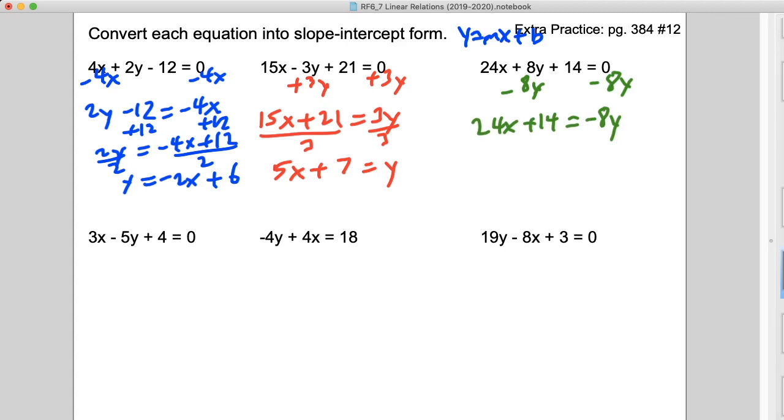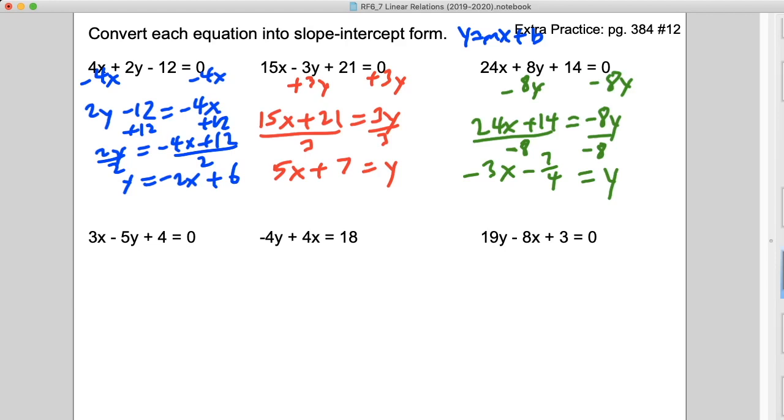So all I need to do now is divide both sides by negative 8. So I'll be left with, if I go 24x divided by negative 8, it gives me a negative 3x. And then plus 14 over negative 8. So 14 over negative 8 can reduce to negative 7 over 4. So minus 7 over 4 is equal to positive y. So here we have a slope of negative 3, and our y-intercept is a negative 7 over 4.